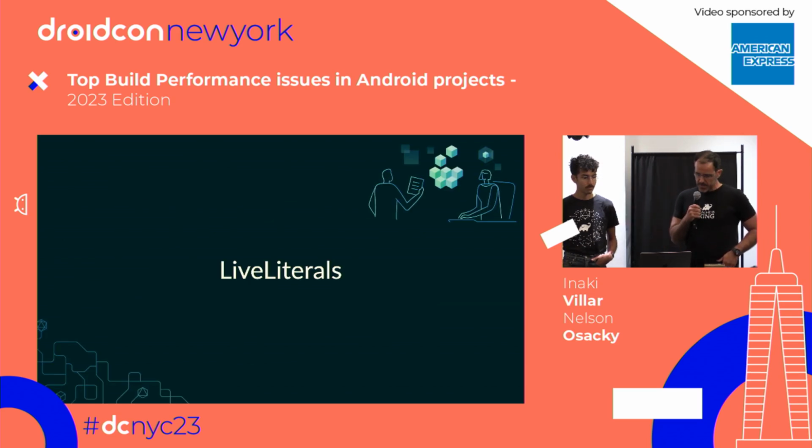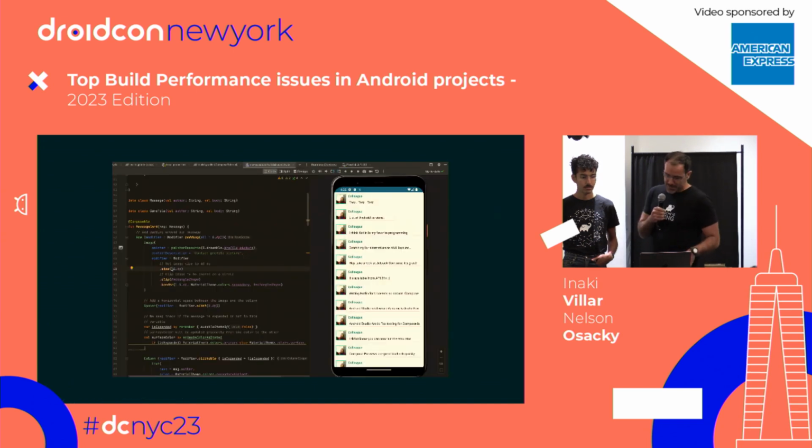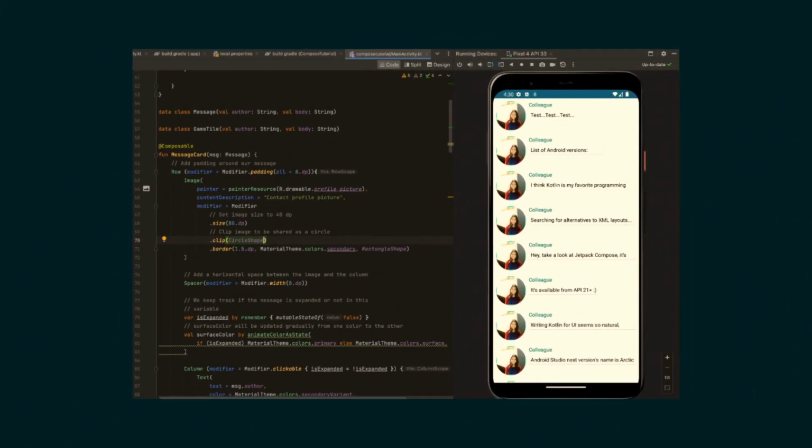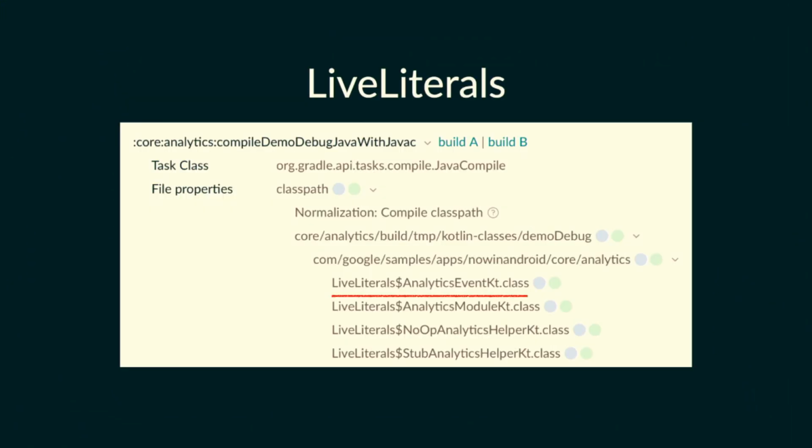Okay, next one is about live literals. So at DroidCon, we are discussing Compose. We are very happy. We love Compose, of course. And one of the features is live edit. Well, you know better than me, but it's one feature that allows quick development cycles, right? And one of the problems that we saw using this feature is that with the Java compiler, we are going to see a difference in the live literals.